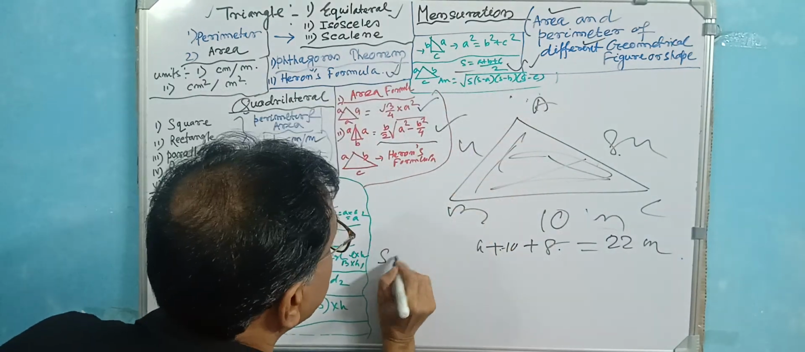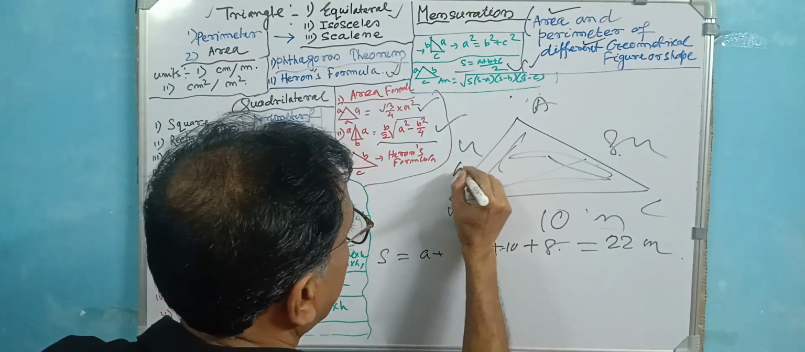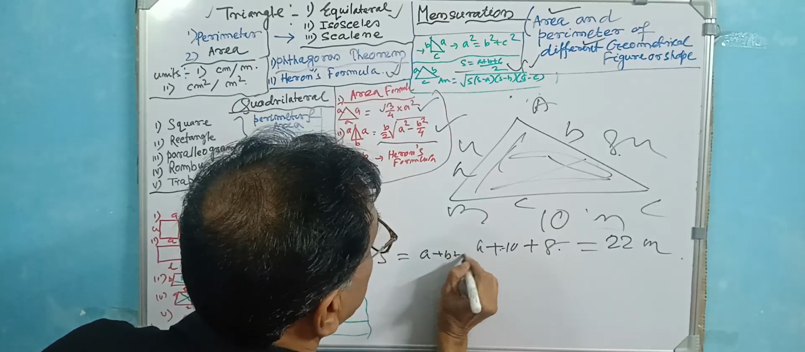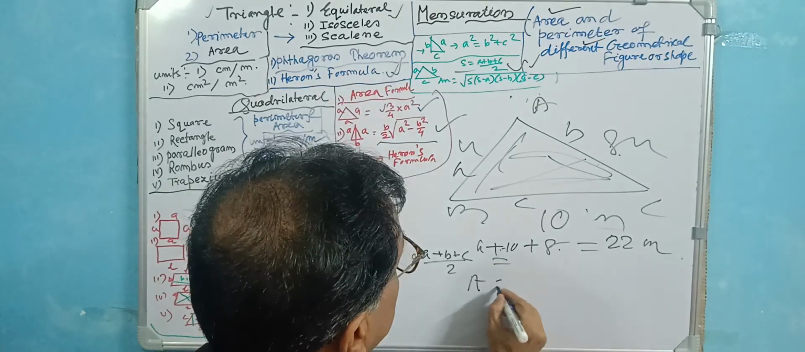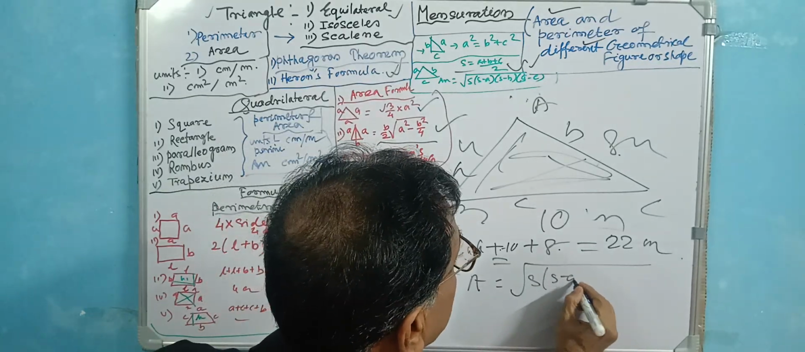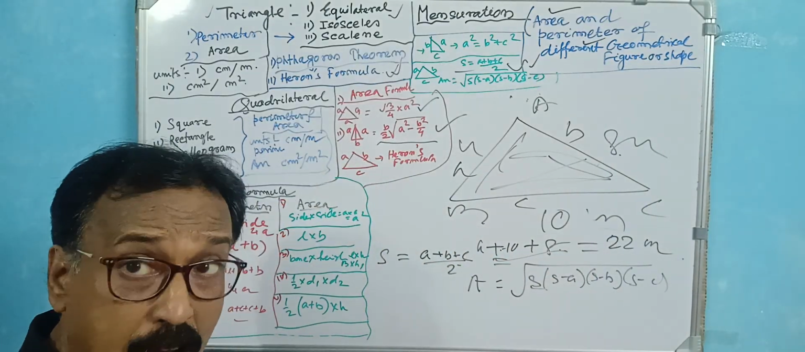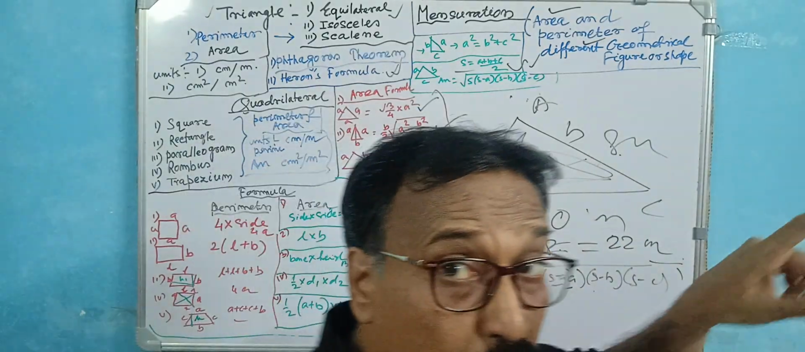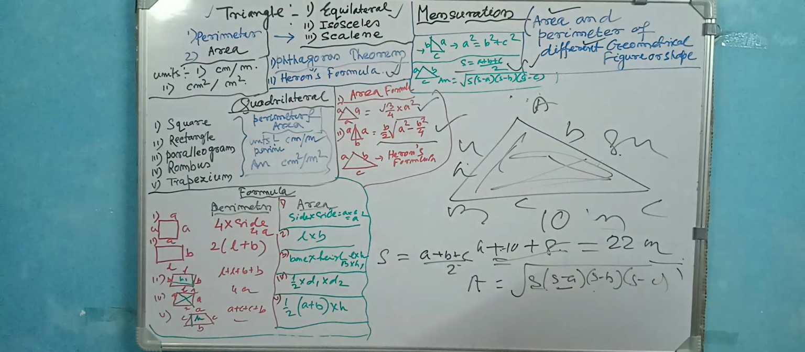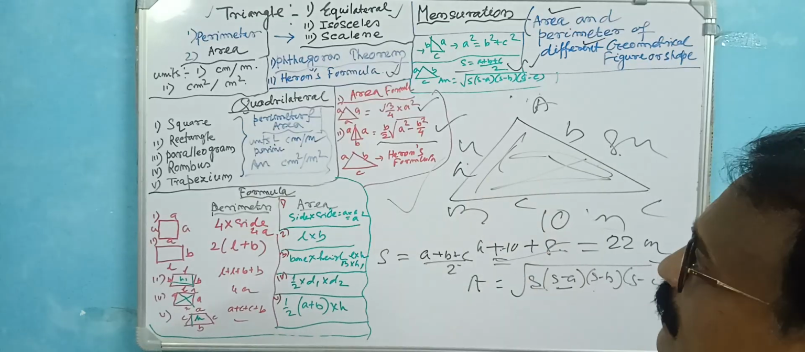Heron's formula says S, where S means half of the perimeter. Suppose this is A, this is B, this is C. S is A plus B plus C by 2. First you calculate S. Okay. And now the formula: the area is root over of S times S minus A, S minus B, S minus C. S you put from this calculation, half of the perimeter, and then S minus A, S minus B, S minus C, the square root of this. So from there you calculate the area of the scalene triangle. And the perimeter is this. Is it clear to you?